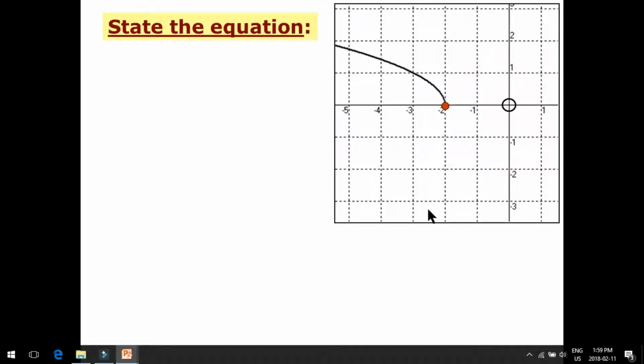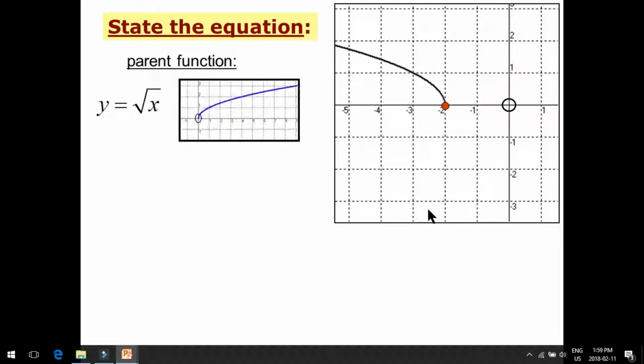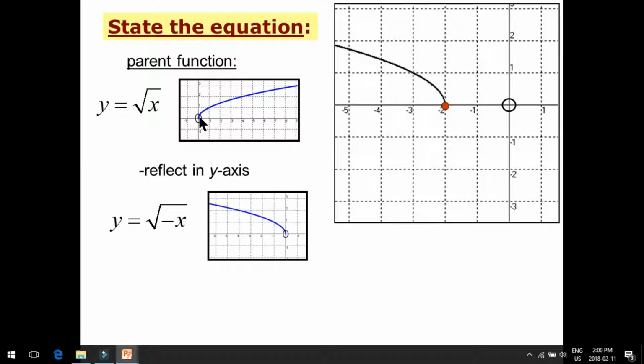Moving on, state the equation. Top half of a parabola. There's the parent function. Top half of a parabola. Got to get it shaped right. So flip it across the y-axis. So make x negative. Replace x with negative x. And now it looks like this because it got reflected across the y-axis. And now you simply have to shift it left 2. Right in there, inside of the input station, we have to shift left 2.